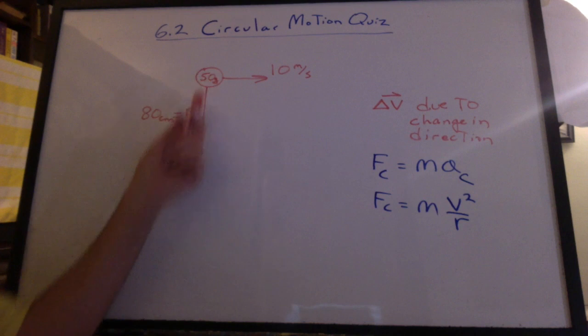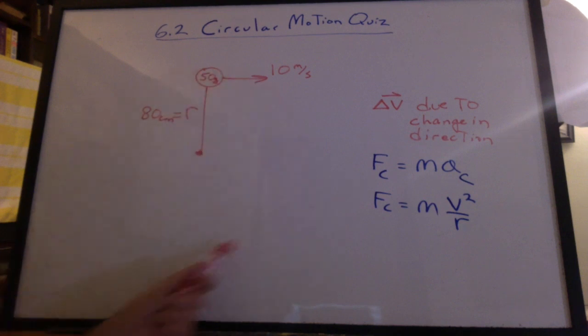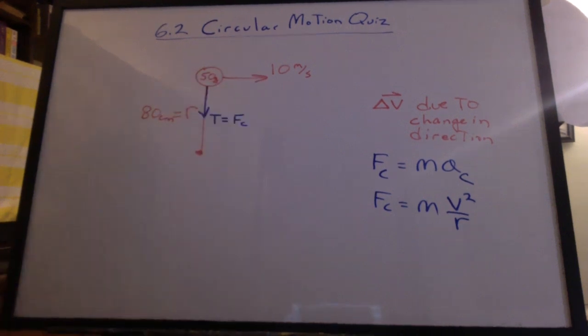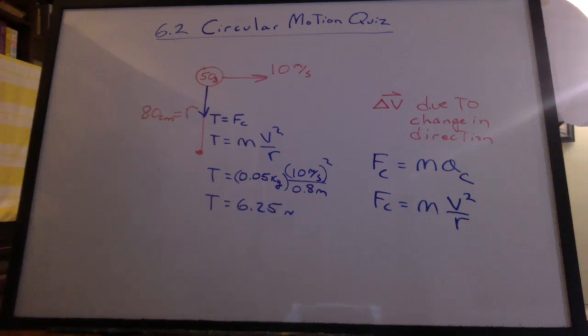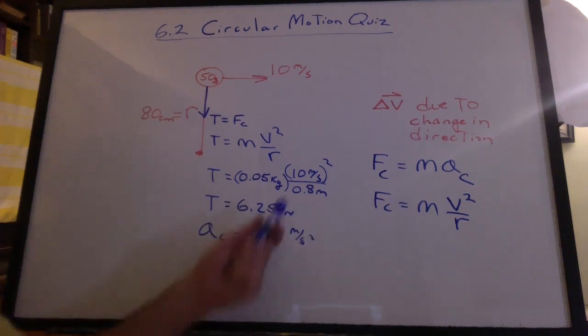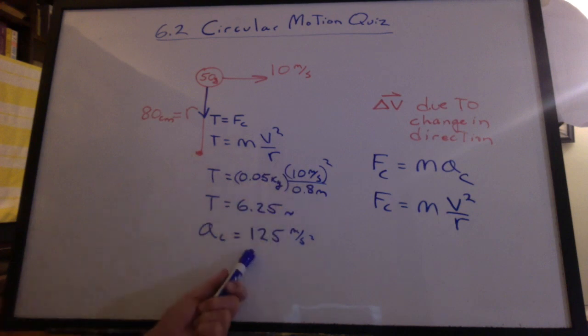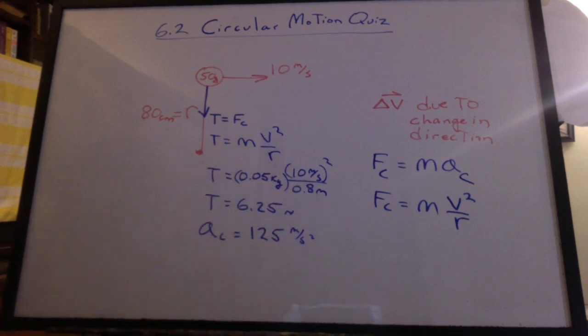If we have a mass on a string and it's going around in a circle, we would say the tension causes the FC. We could use these numbers, plug everything in, we get 6.25 newtons. And from v squared over r, we get a centripetal acceleration of 125 meters per second squared.